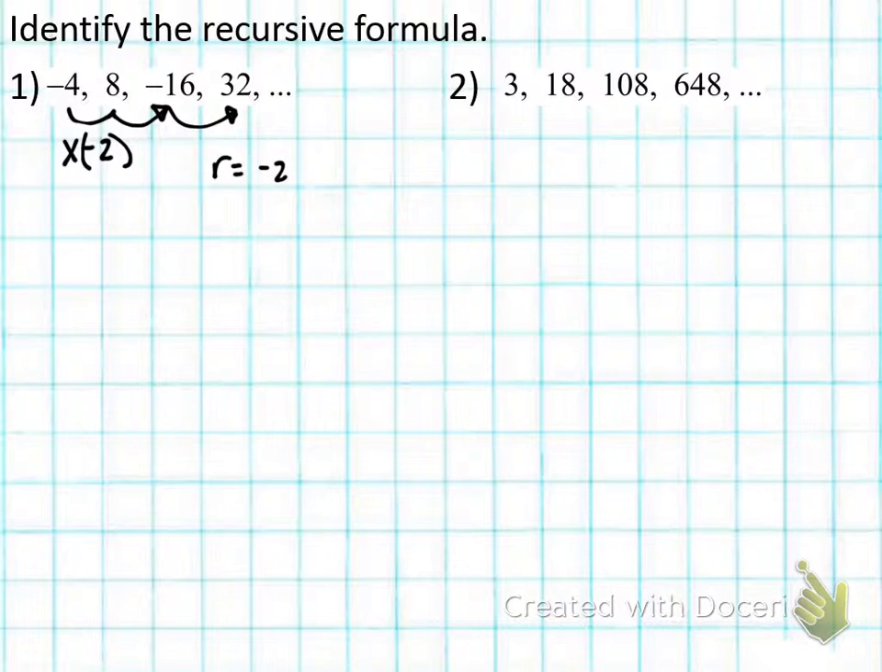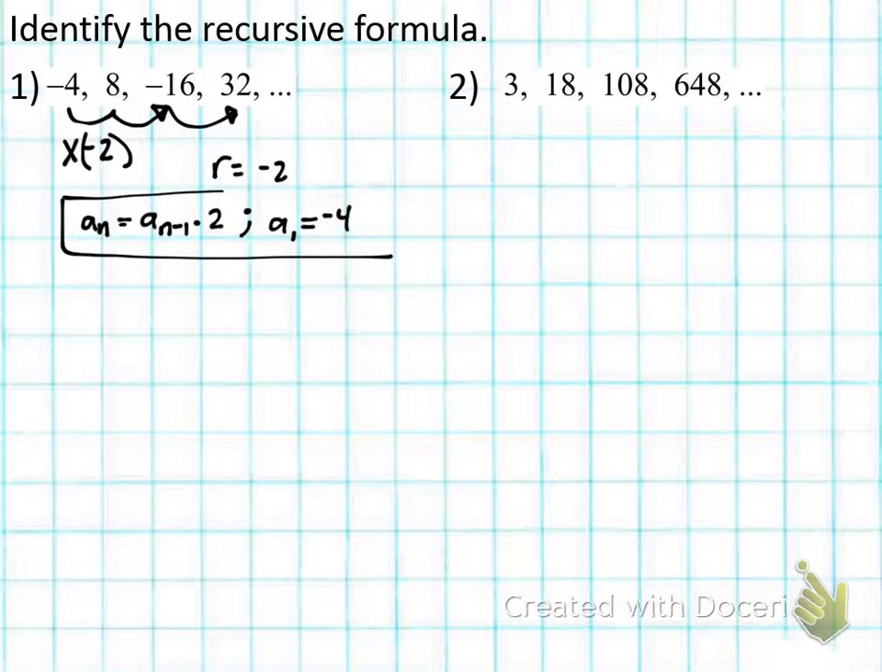So the recursive formula says that any number in the sequence, or a sub n, will be equal to the number before it times the ratio. Our ratio in this case is negative 2. And then we'd say a sub 1, or the first number in this sequence, is negative 4. Does that make sense?